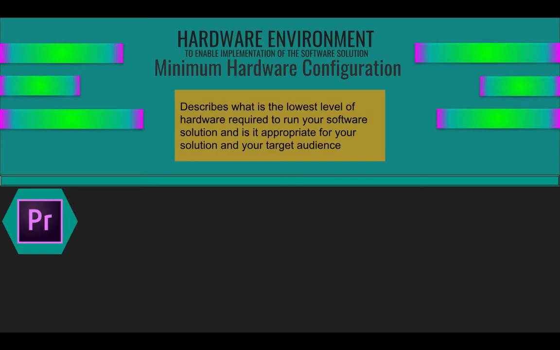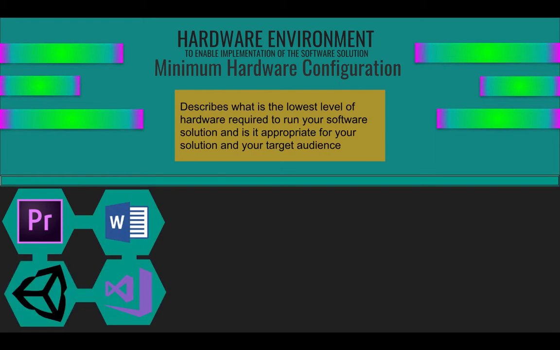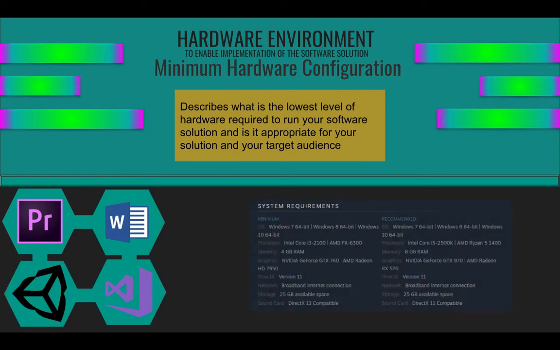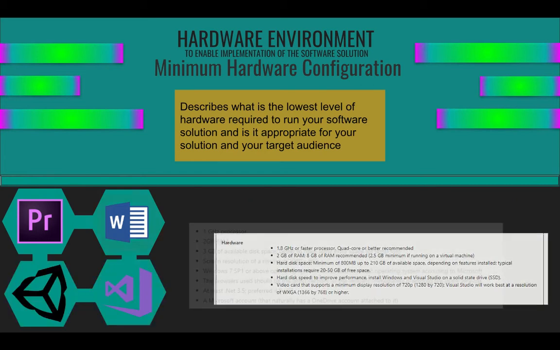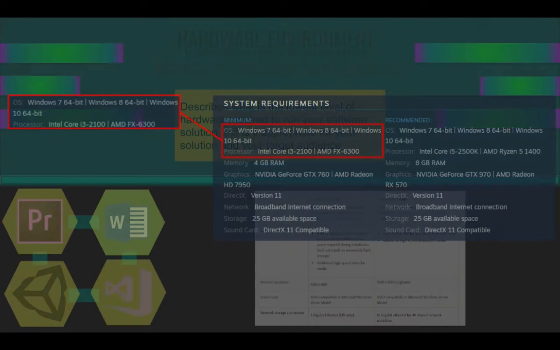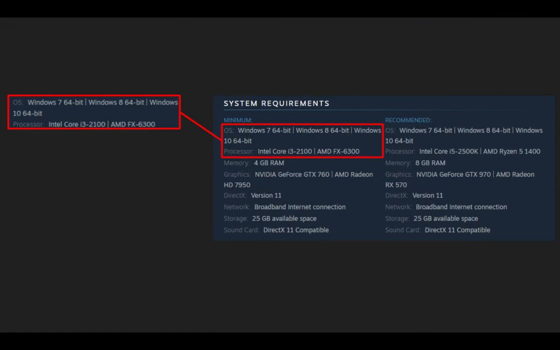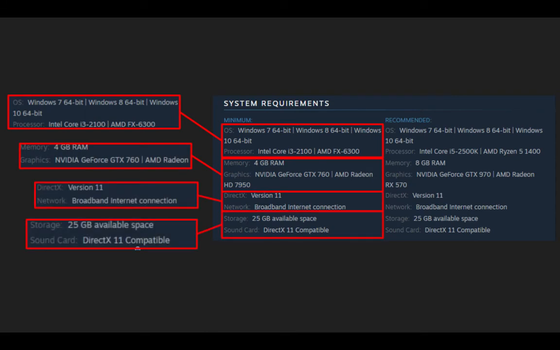When considering minimum hardware configurations, it mainly comes down to the target audience your software solution is designed for. Software such as Premiere Pro, Microsoft Word, Visual Studio, and Unity all have minimum requirements displayed that allow users to see what those minimum hardware requirements are. When inspecting a system requirement, we see that hardware-wise, it shows the minimum required for a CPU, RAM size, graphics cards, storage size, and even sound card.